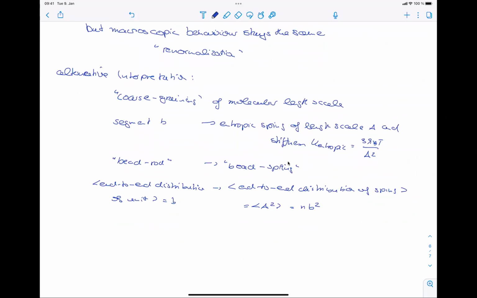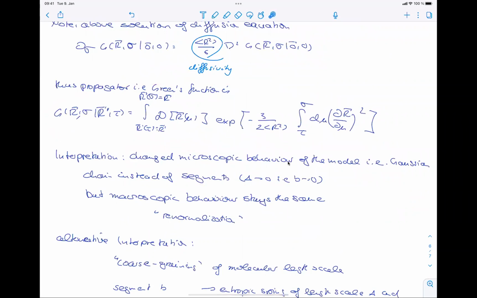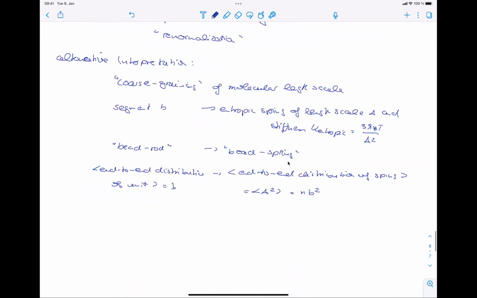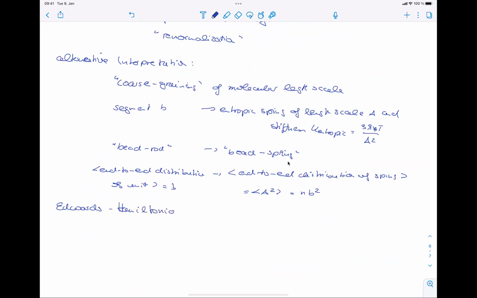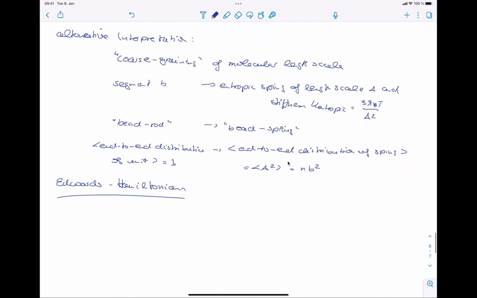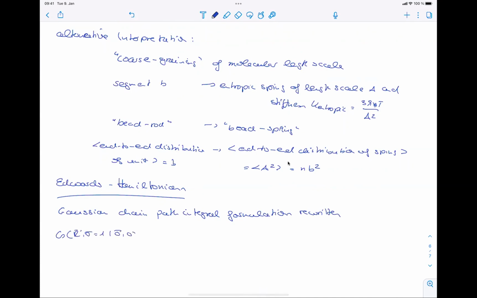Another feature of the Gaussian chain is that I can actually interpret this integral of propagator as a functional integral over an effective Hamiltonian, which has a name. It's called the Edwards Hamiltonian. So the Gaussian chain integral formulation can be rewritten as G of R, sigma equal 1, starting from 0, 0.